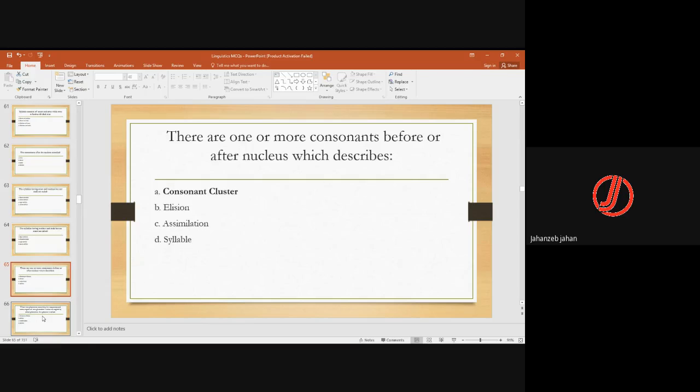There are one or more consonants before or after the nucleus, which describes a consonant cluster. Every syllable must have a vowel, which plays the role of nucleus. Before and after it there can be vowels too, but normally they are consonants. So the complete cluster that forms is called a consonant cluster.